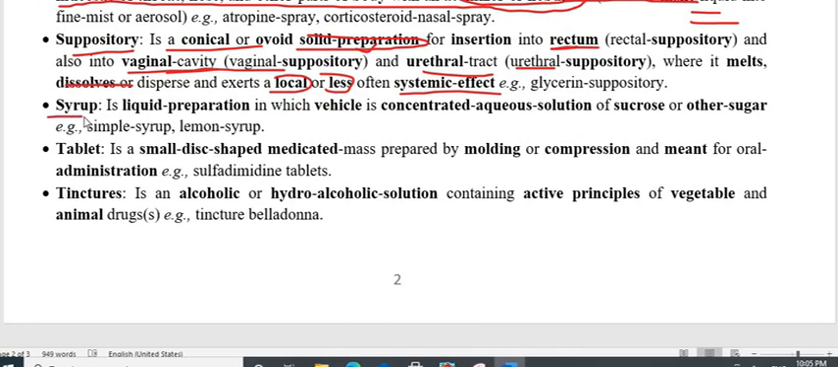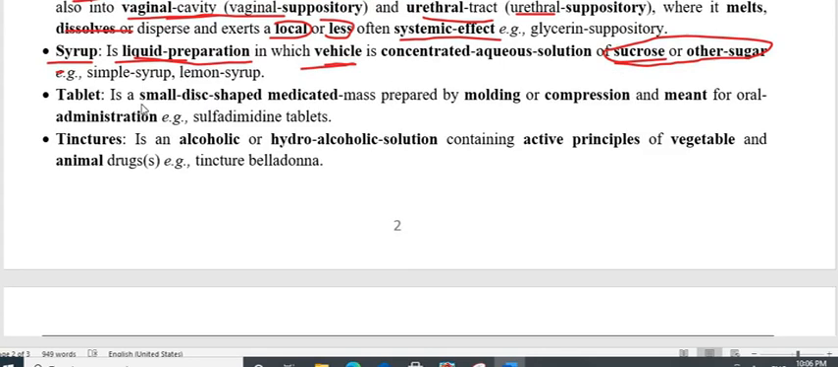Syrup is also like a solution, but it is a liquid preparation, thick in nature, and used as a vehicle, mainly sweet in nature. Because of this sweetness, it is called syrup, and it is used as a vehicle for the preparation of the drug. Now we go through the tablet.